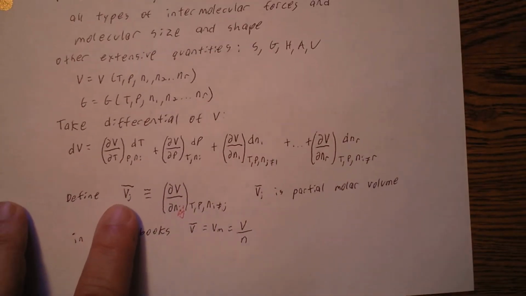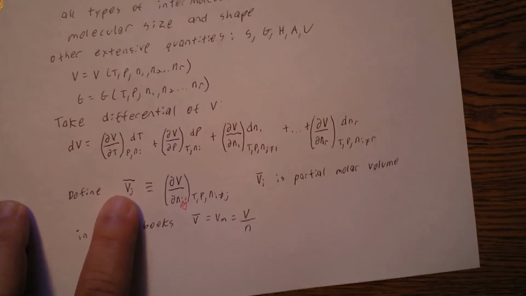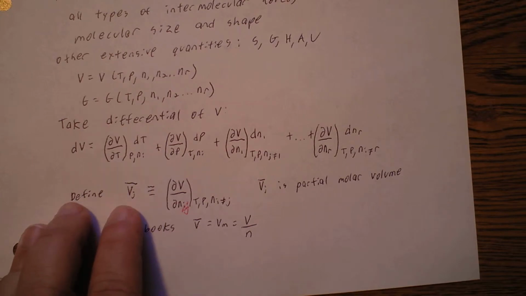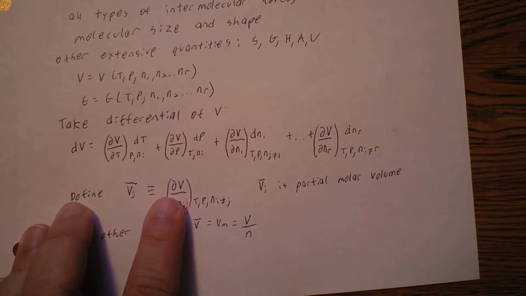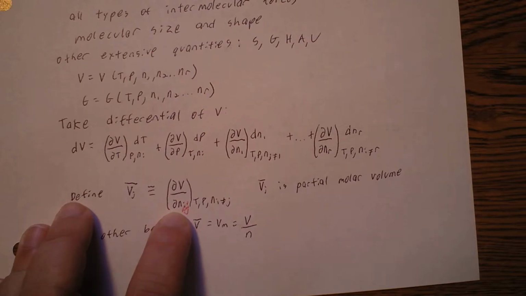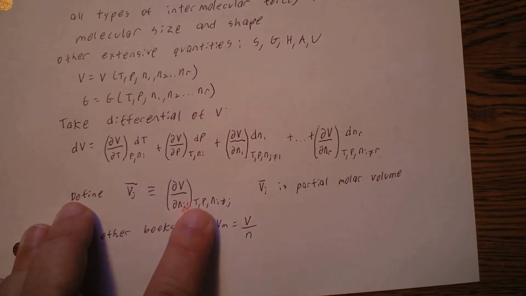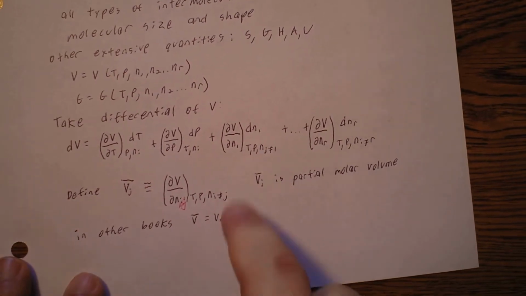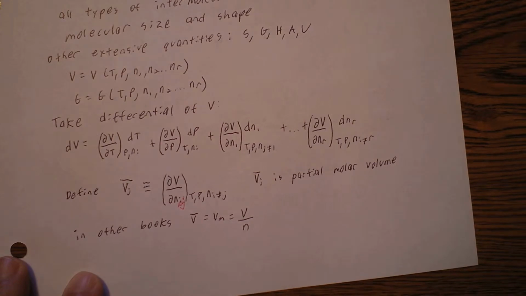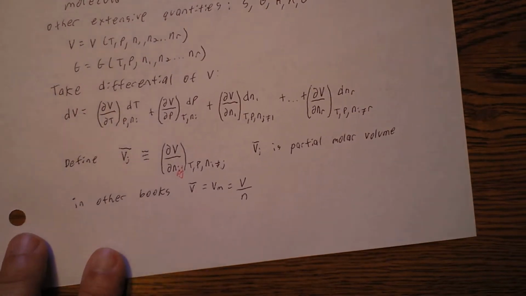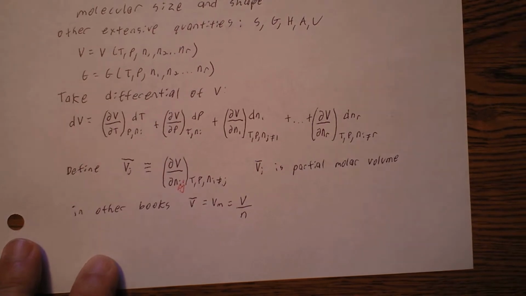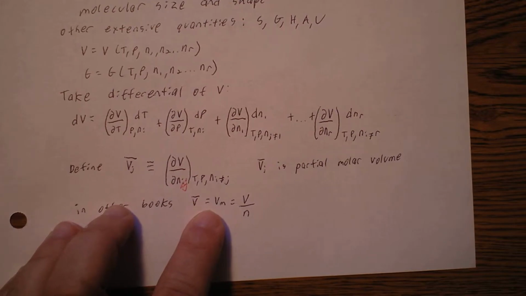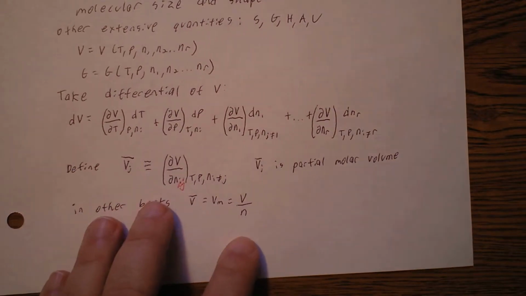Now we're going to define this V sub j with a line over it as the partial molar volume of J. So it is the partial derivative of volume with respect to the number of moles of substance J, holding temperature, pressure, and all the other substances constant. So we say this is the partial molar volume of substance J. Now in other books, be careful of the nomenclature because different books have different symbology. In other books, they might use this symbol to mean just molar volume, which would be just the total volume divided by the number of moles.